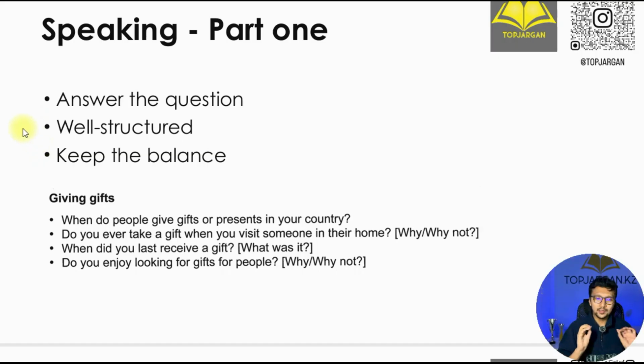Okay, next one. Deliver well-structured answers. They have to be logically clear. Don't jump from one point to another and then to the third one. If you start your idea, please finish it and then move to the next one, okay? And the last but not least, keep the balance. Don't talk too long. Don't talk too short. Sometimes you can deliver shorter answers, sometimes longer answers, but use variation, okay?